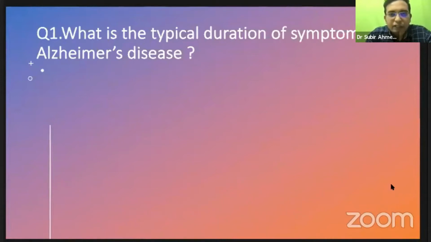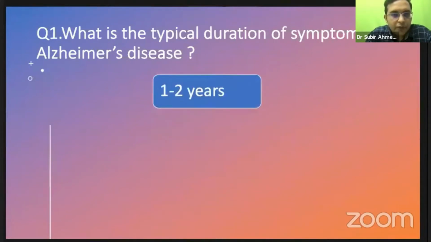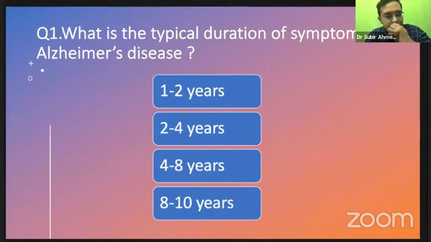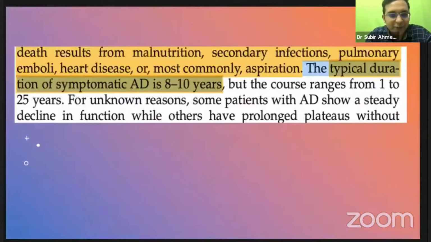What is the typical duration of symptomatic Alzheimer's disease? It's actually 8 to 10 years. The options were 1 to 2 years, 2 to 4 years, 4 to 8 years, and 8 to 10 years. Most of them have answered correctly in the polls. The problem is in the YouTube video, the options would not be coming correctly. So this is taken from Harrison.